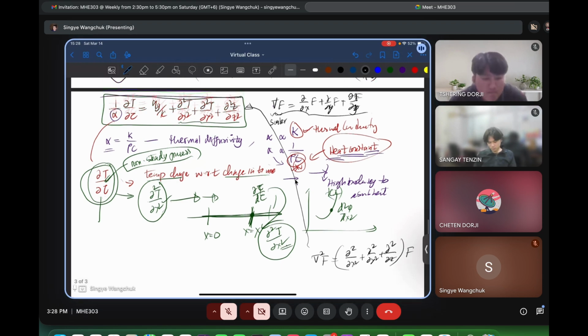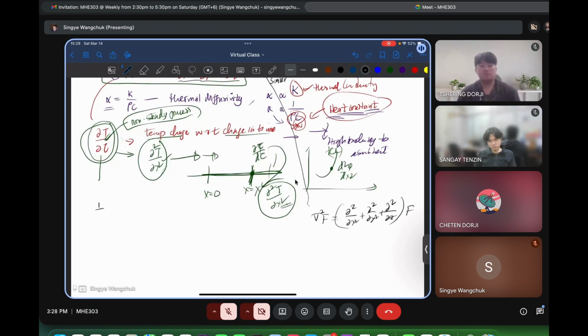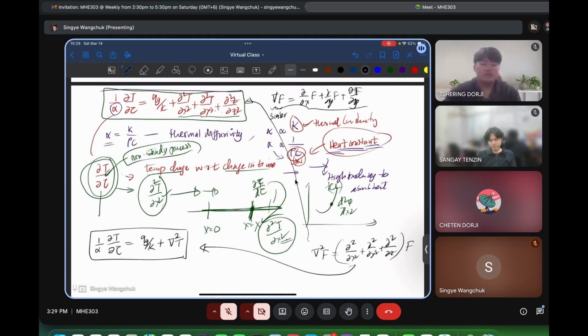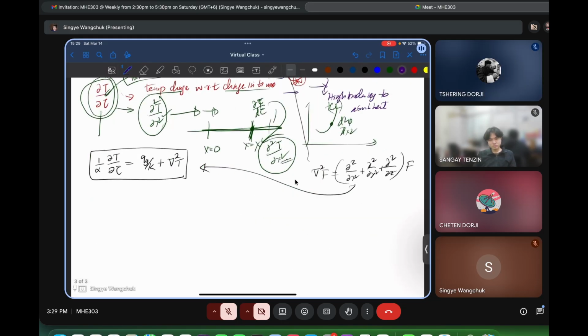So we can write this in short form as 1 divided by alpha times the rate of change in temperature equals Qg by K plus the second derivative terms. You understood this, right? We are using this same formula because this and this are resembling the same form. So this type of equation is called Poisson's equation.